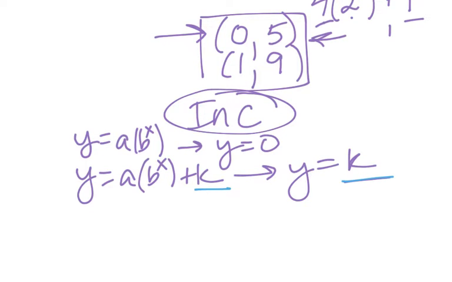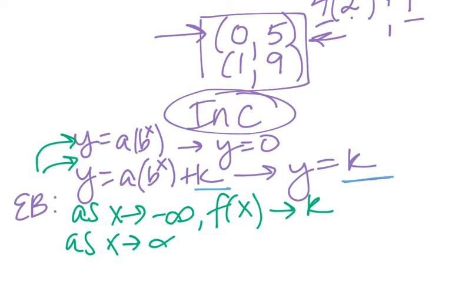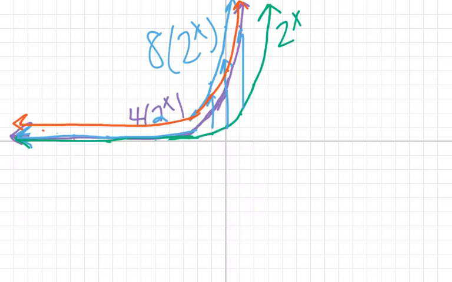End behavior. And we're going to do end behavior for both of these. So as x goes to negative infinity, what's happening to f of x? f of x is approaching k. Now if there's no k value, it's approaching 0. As x goes to positive infinity, what's happening to f of x? So as we move to the right, what's happening to f of x? It's going to infinity.